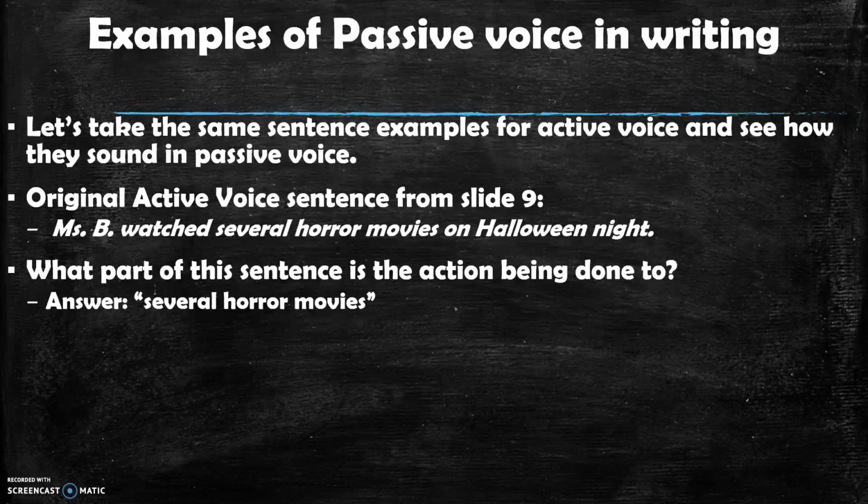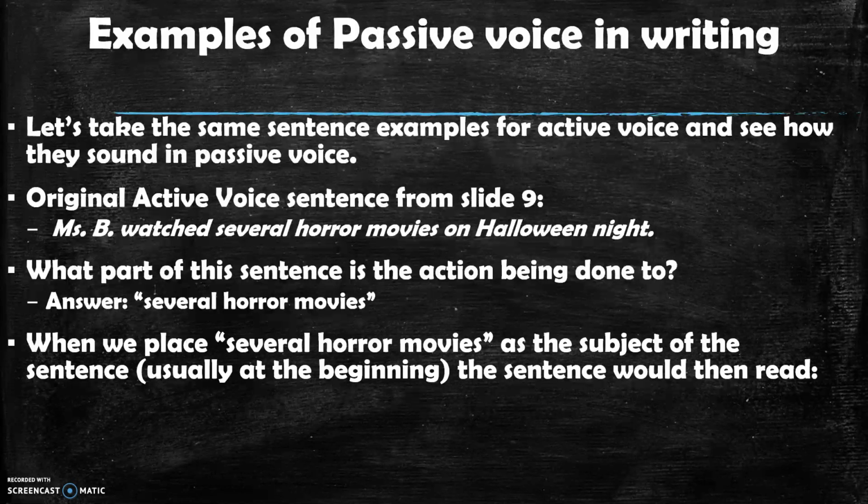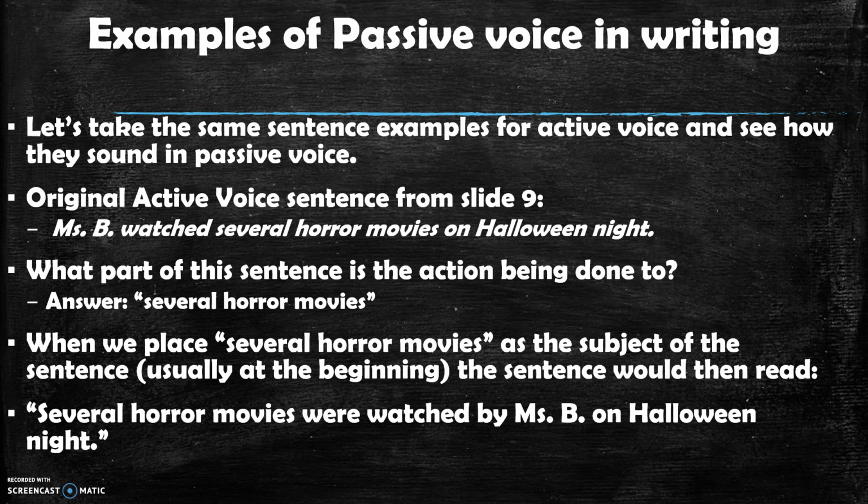So what part of the sentence is the action being done to? So several horror movies. So the action of watched, what's being watched? Several horror movies. So several horror movies then becomes the subject. So we're going to place that at the beginning of the sentence and have that subject be the receiver of the action as opposed to the one, me, Miss B, doing the action. So then the sentence would read, several horror movies were watched by Miss B on Halloween night.